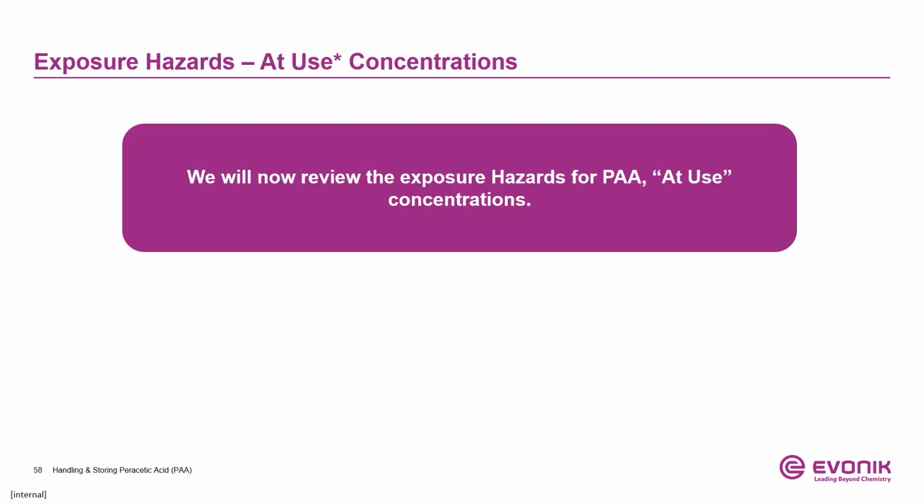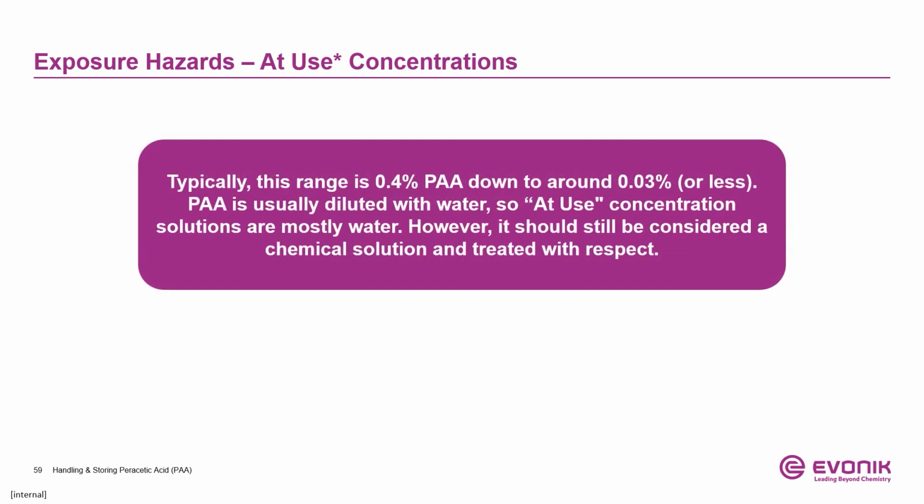We will now review the exposure hazards for PAA at use concentrations. The term at use refers to the diluted forms of the chemical used in various applications. Typically, this range is 0.4% PAA or less. PAA is usually diluted with water, so at-use concentration solutions are mostly water. However, it should still be considered as chemical solution and treated with respect. At-use concentrations can still have a strong, irritating odor.